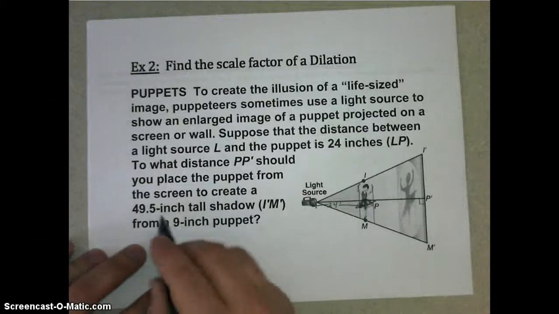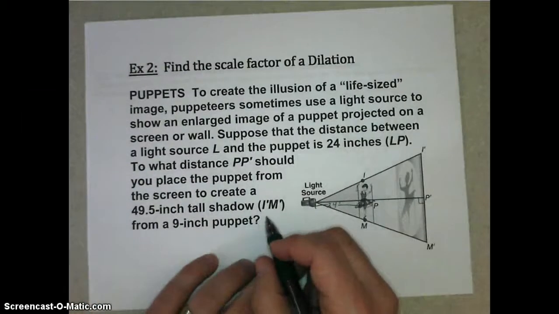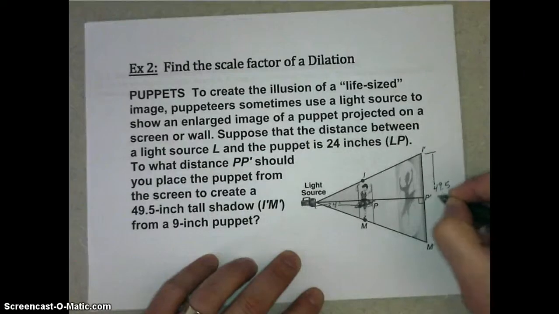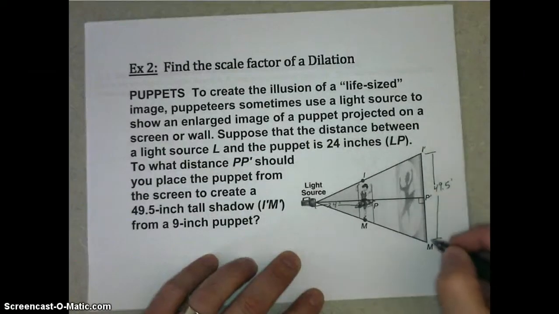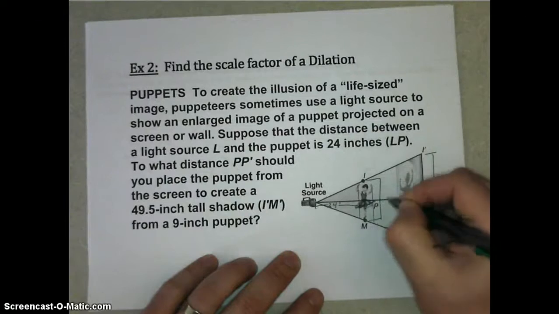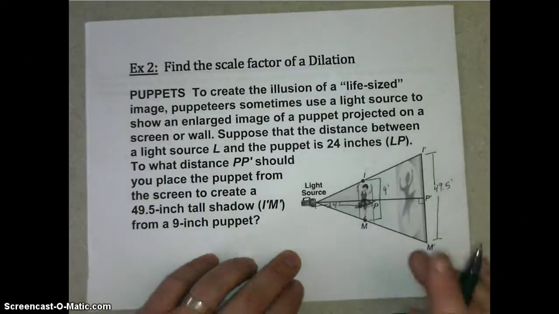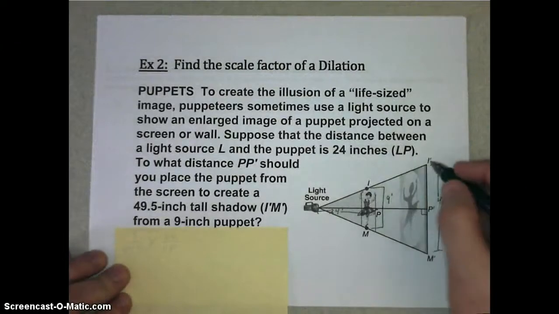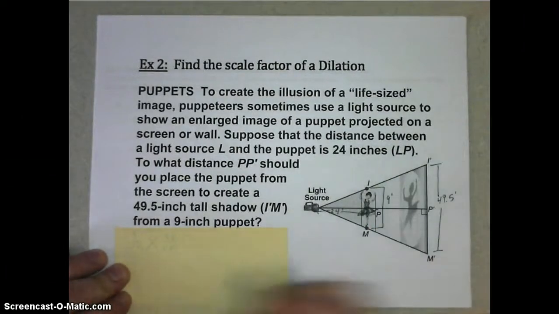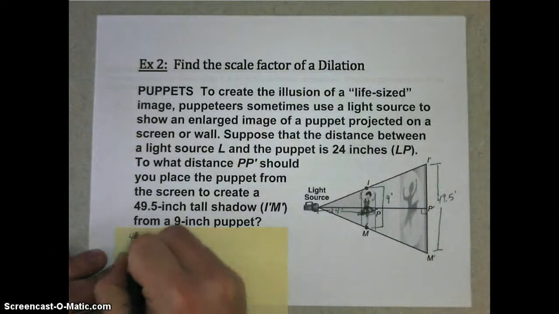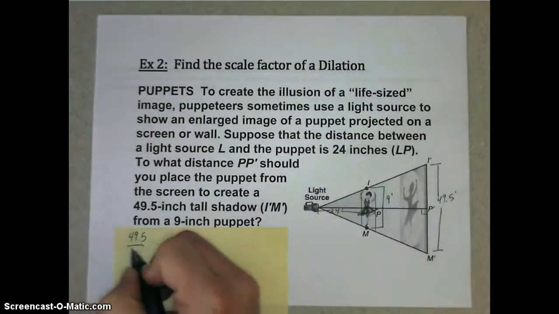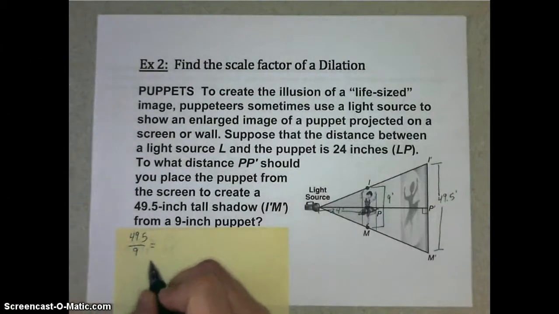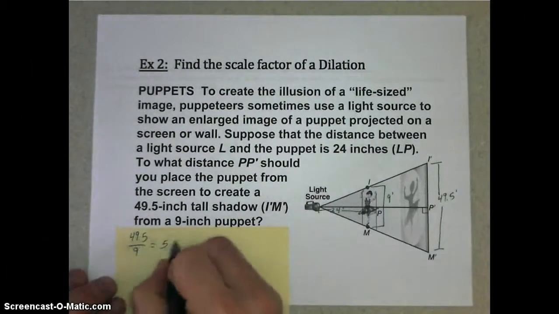to create a 49.5 inch tall shadow, or I prime M prime, they're going to call 49.5 inches, if the puppet is 9 inches. And so here's how we're going to do this. We're going to identify the scale factor by comparing I prime M prime to IM. Okay, so that scale factor would be 49.5 to 9, and that should equal about 5.5, actually exactly 5.5.